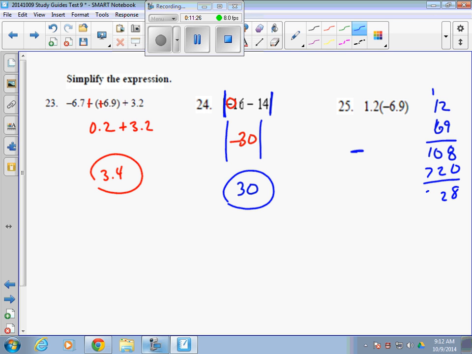8, 2, 8. And then you have 2 decimal places to move. 1 for this one and 1 for that one. So once, twice. It's a negative value again, 8.28.